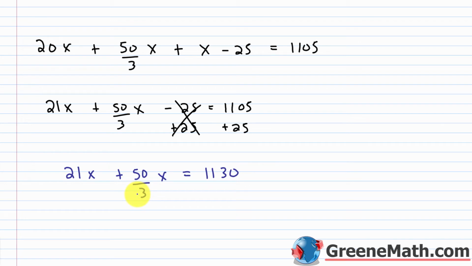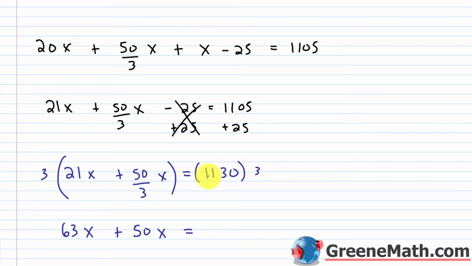Or what I can do is multiply this by 3 over 3 and just work with the fractions. It doesn't matter. Typically we just clear the fractions, so let's just do that. Let's multiply both sides of the equation by 3. 3 times 21 would be 63. So this would be 63x plus 3 times 50 over 3, which would be 50. So this would be 50x. And this equals 1,130 times 3.